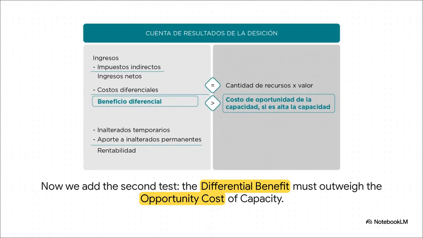And now, we can add this second critical test to our decisions income statement. The differential benefit that we calculated before has to be greater than the opportunity cost of using that capacity. If it's not, then even if the project looks profitable on paper, it's actually a bad deal for your business right now, because you could be making more money doing something else.